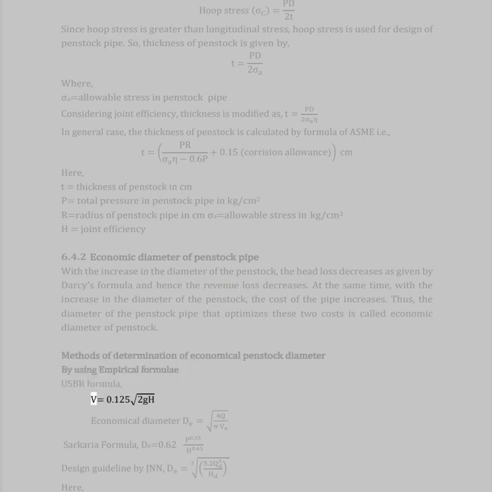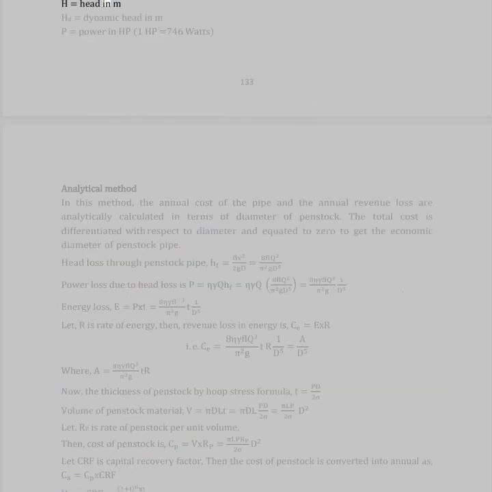USBR formula, V equals 0.125 2gH. Economical diameter D equals, Sarkaria formula, D equals 0.62. Design guideline by JNN, D equals. Here, H equals head in m, H_d equals dynamic head in m, P equals power in HP, 1 HP equals 746 watts.